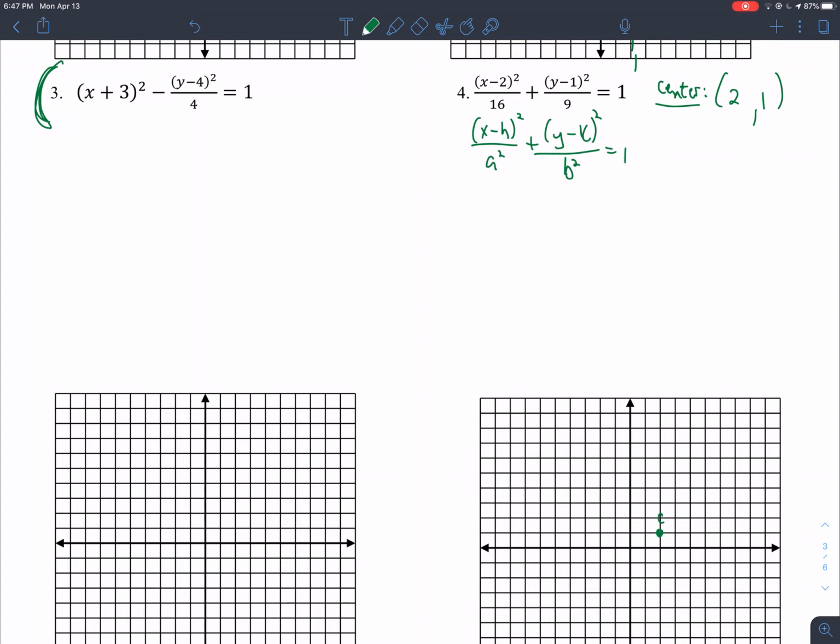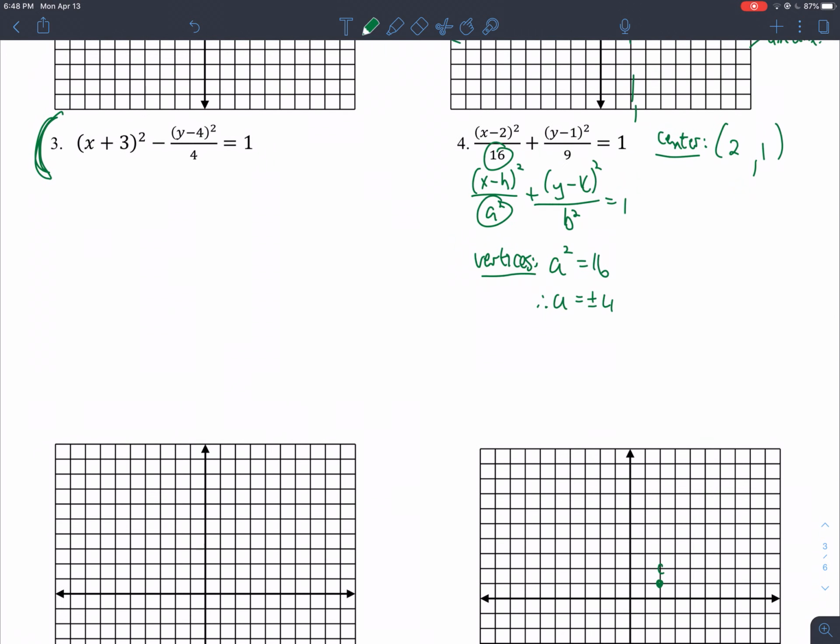So to get the vertices, they are associated with a squared. And here we said a squared is 16. And in an ellipse, a squared is the bigger number. Okay, and so a is plus minus 4. That means go 4 left or right from the center. Now, why do I say left or right, not up and down for the ellipse? Because the bigger number, a squared, is under x. Therefore, I know that this is a horizontal ellipse, and it has a horizontal major axis.